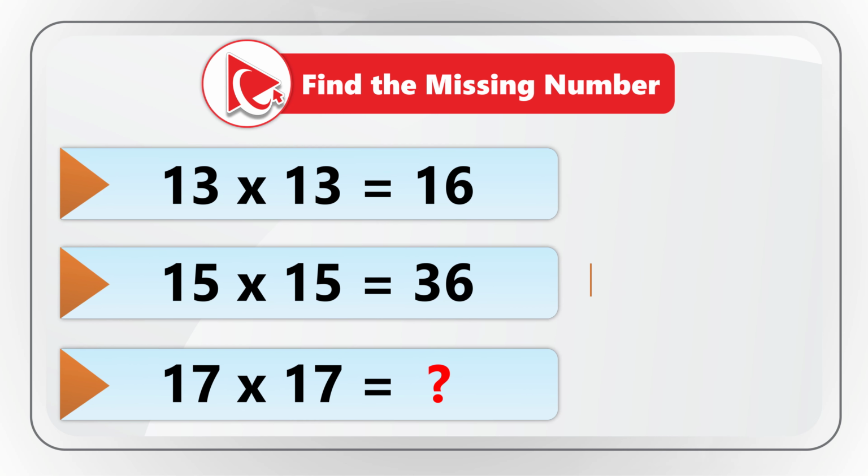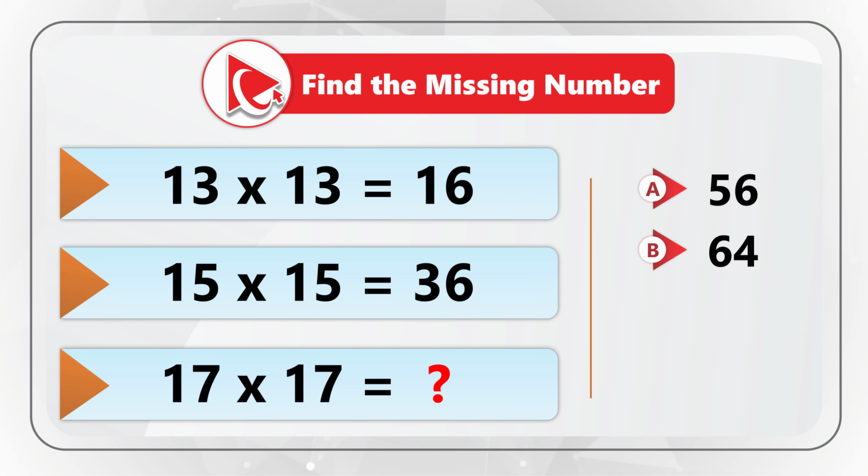You have 4 different choices to select from. Choice A, 56. Choice B, 64. Choice C, 72. And choice D, 81. Take a close look, maybe pause this video to see if you can come up with the answer. Did you figure it out?